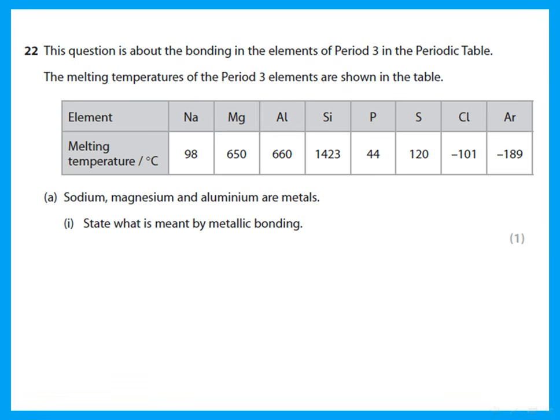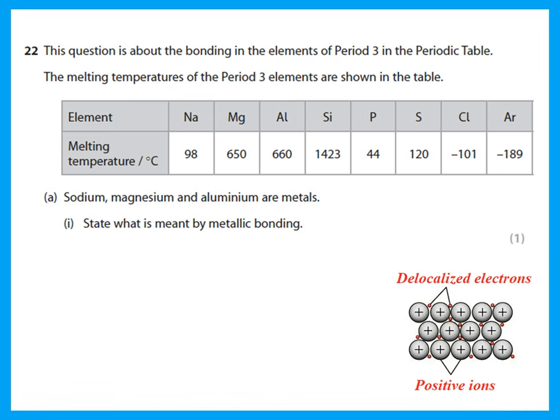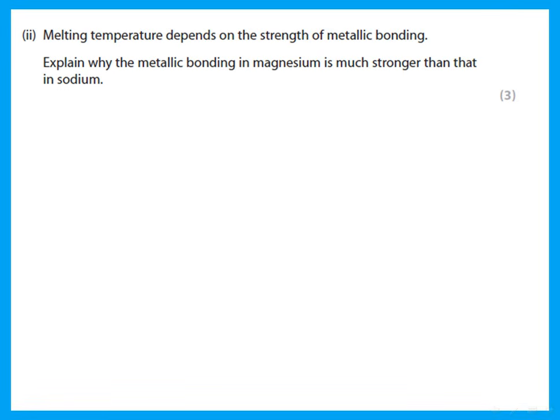This question is about the bonding in elements of period 3. Sodium, magnesium, and aluminum are metals. State what is meant by metallic bond. Remember, what is a metallic bond? You remember that the metal is made up of layers of positive ions surrounded by delocalized electrons. So the metallic bond is actually the strong attraction forces between positive ions and the delocalized negative electrons.